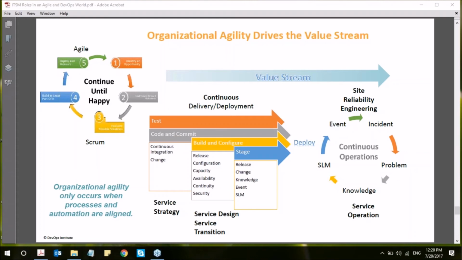And ITIL, if you really understand ITIL, it provides all kinds of guidance about how to scale your processes. That's why we talked about models several times throughout this presentation. It gives you all kinds of guidance on how to do that. So it's not an either or conversation, it's an and conversation.